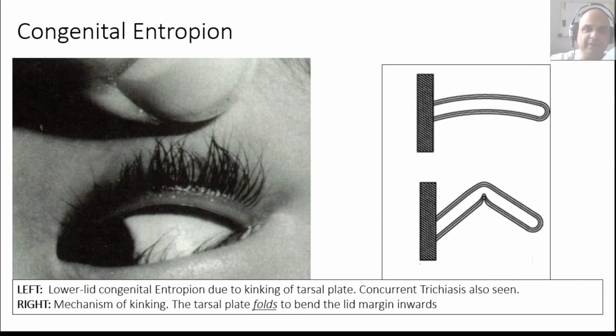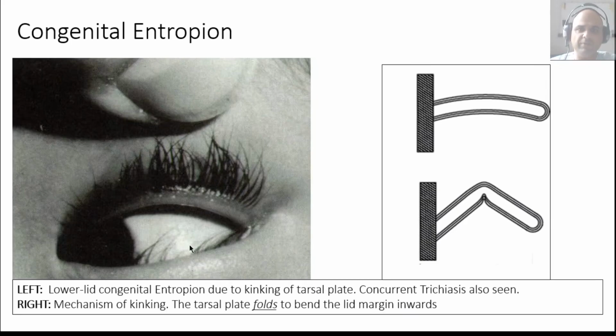So if this is a normal lid, like so, and this is the lid margin, and the eyeball is right here, the lid margin folds in like this because the tissues of the lid itself are so weak that they cannot support the lid margin. So the lid basically folds onto itself.